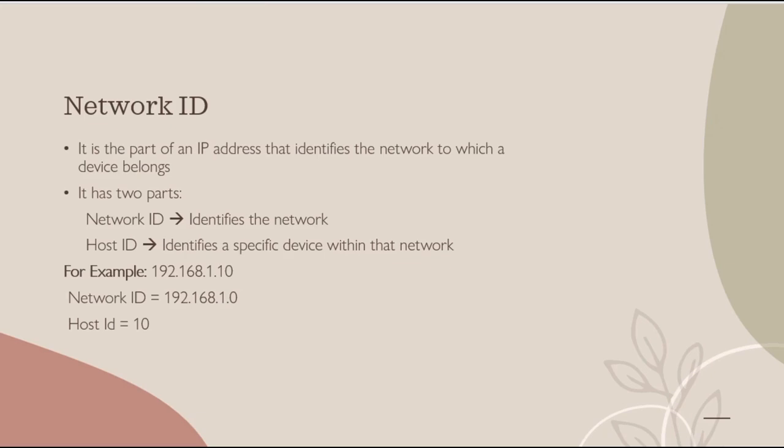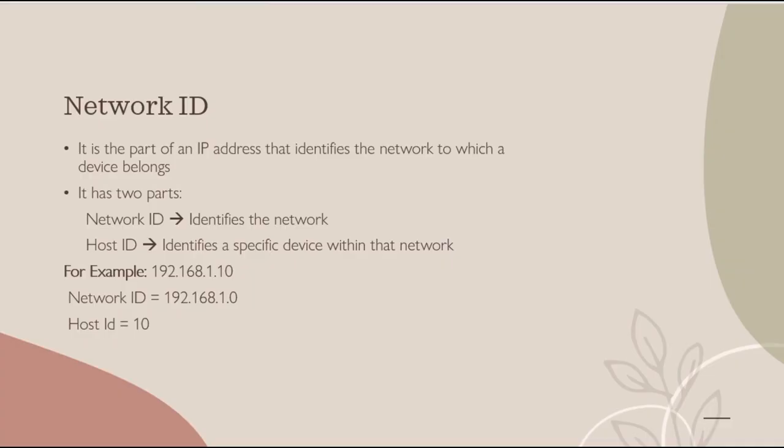So the network ID is a part of an IP address. Why the network ID is very important: the network ID is used by the routers to understand where to send the data. By using the network ID only, we are able to separate the networks from each other. Let us consider an example.